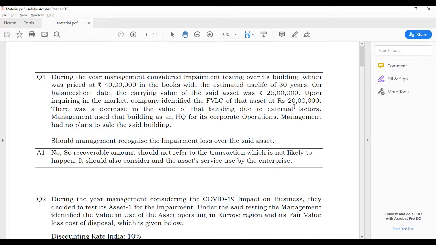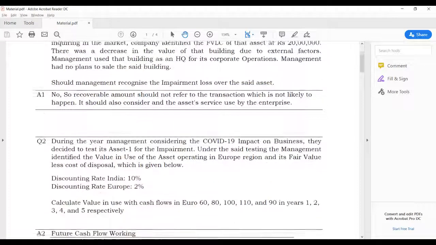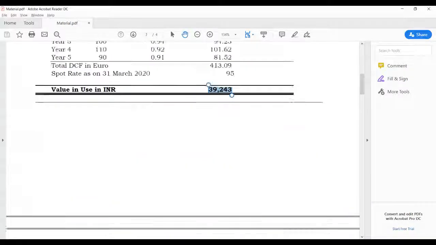If both the intentions are present, then only there will be an appropriate fair value. In that case, 20 lakhs will not be considered as the appropriate fair value. There is no intention to sell and hence there will be no recognition of the impairment loss. If in the current example, the management had an opinion that it is going to sell the building, in that case we may consider the 20 lakhs and we may move ahead with the impairment loss of 5 lakhs. Okay, this we consider the foreign exchange one.